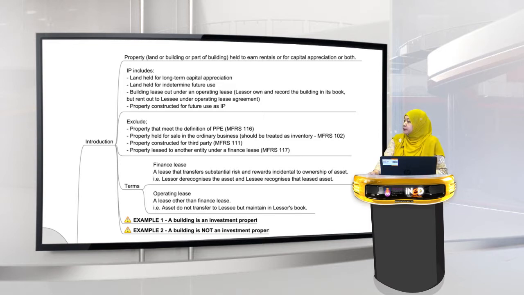Now, another property that should be excluded from MFRS 140 is property that is leased to another entity under a finance lease. Now, this is different from the one that we had earlier, where the building is leased out under an operating lease. So in this case, this property should be treated under MFRS 117.